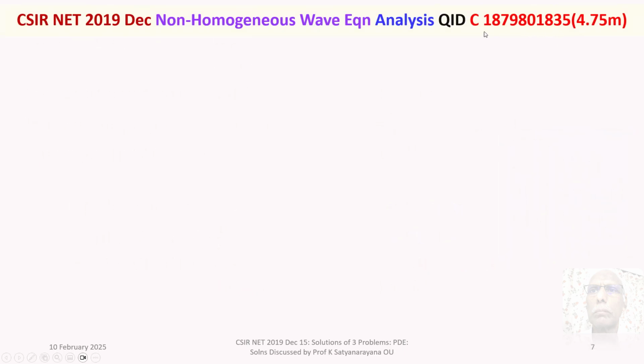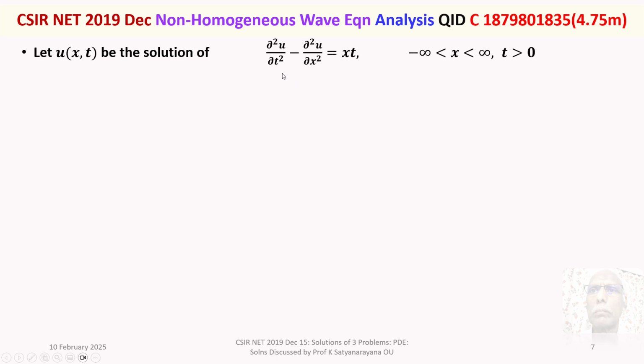This is again from Part C for 4.75 marks with this question ID. And this is related to the non-homogeneous wave equation. Let u, a function of x, t, be the solution of ∂²u/∂t² - ∂²u/∂x² = xt, where x belongs to the open interval minus infinity to plus infinity, t greater than 0.